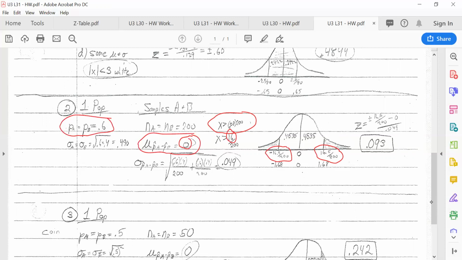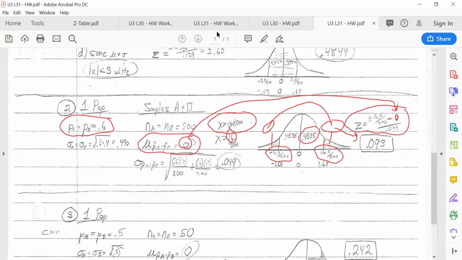I plug it all in, and there's my z-score formula right there. I actually showed it. 16.5 plus or minus 16.5 over 200 minus the mean difference of 0. That's this 0 right here. Divided by 0.049. Gives me a z-score of 1.68. I look up 1.68 on my z-table, and I get 0.0535. I subtract from 0.5. I add them together, and I get my answer of 0.093. That's number 2.